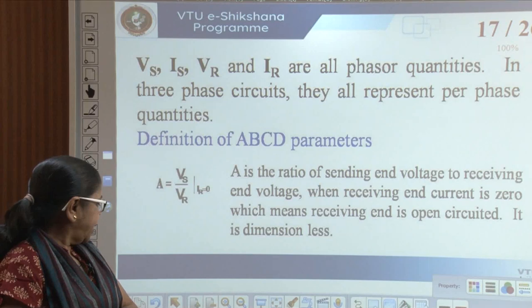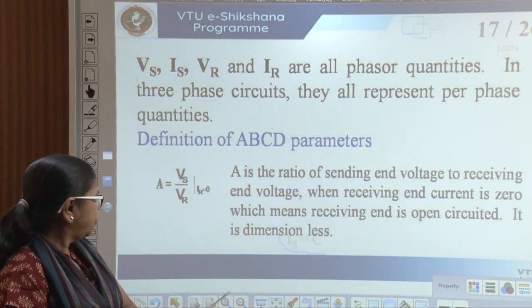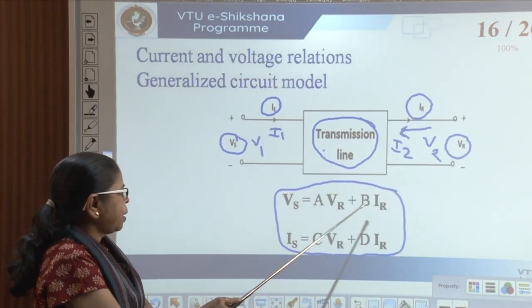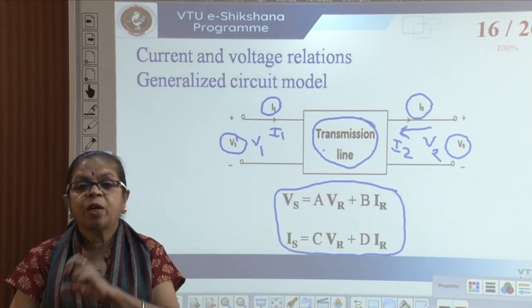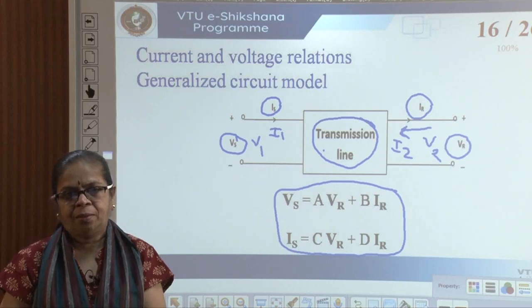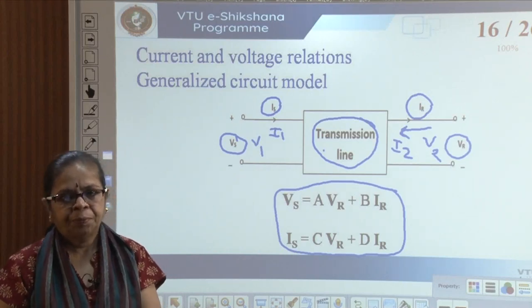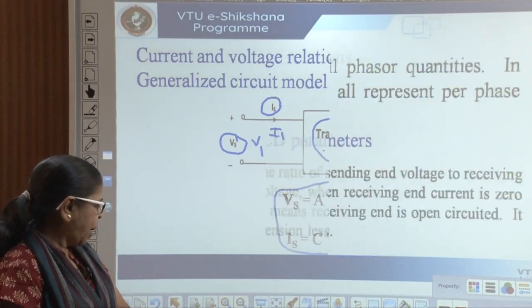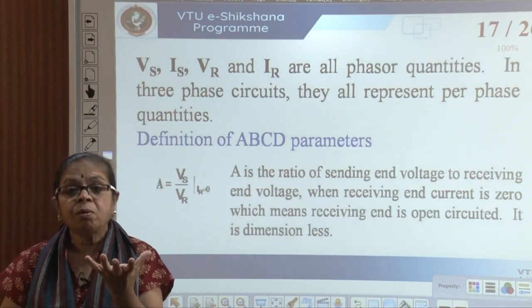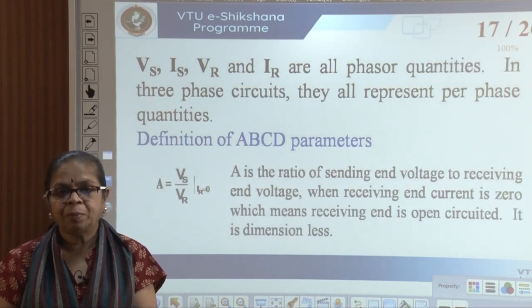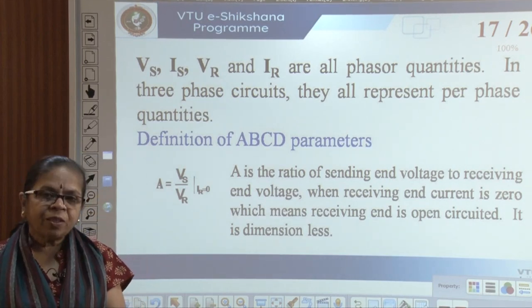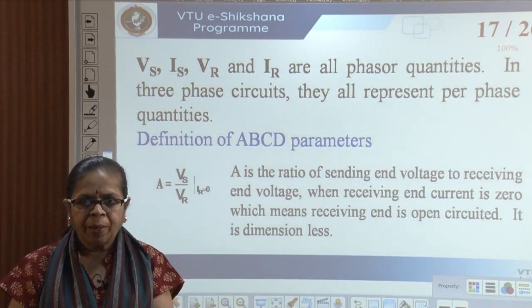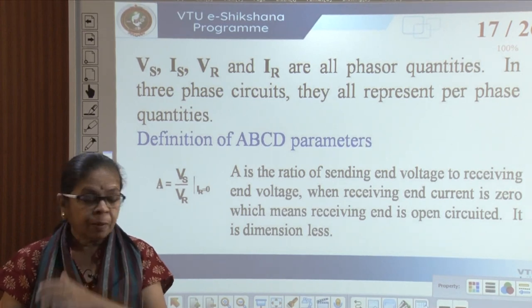Now in this equation, remember, VS, VR, IR, IS, I have put it in bold. That means they are all phasor quantities, okay? They are all complex numbers. Mathematically, they are all complex numbers. So now let us define these ABCD parameters or transmission parameters.